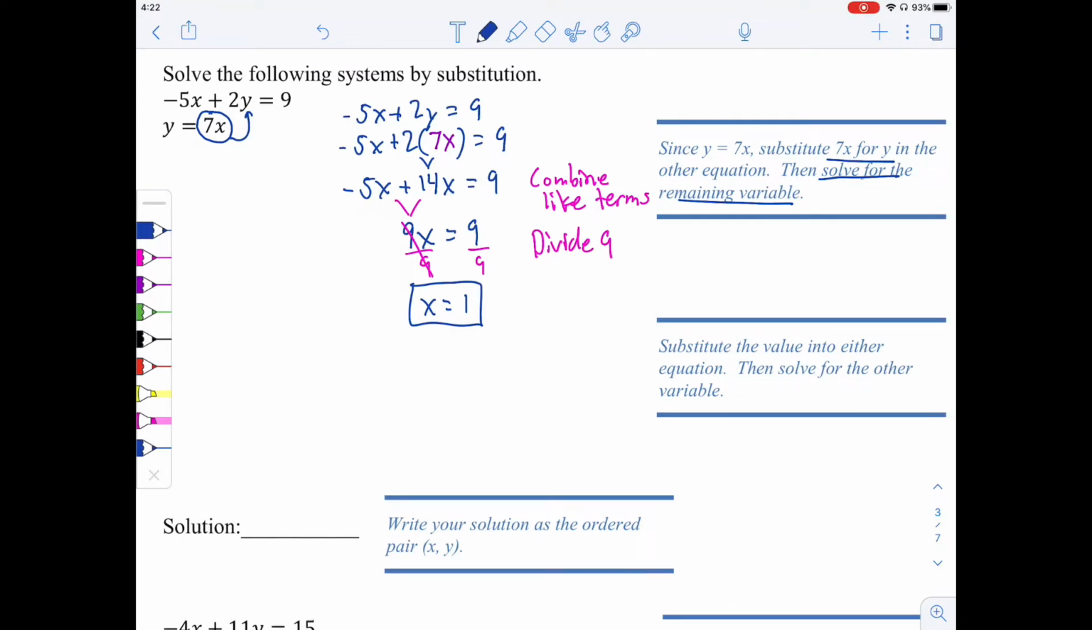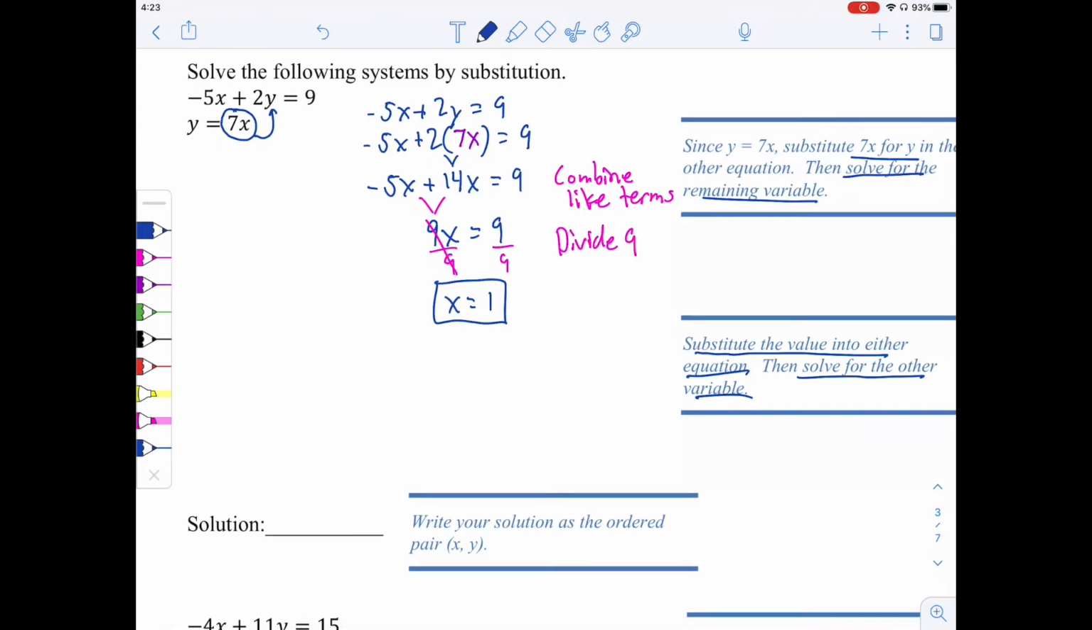So we know x equals 1, and then we're going to take that number and substitute it into either equation and solve for the other variable. If we know x is 1, we're just going to put it into either equation. Look at this one, this looks pretty easy: y equals 7x. So let's use this one. y equals 7x, and we take x equals 1 and put it in for x. So now we have y equals 7 times 1. And that just tells us y is equal to 7.